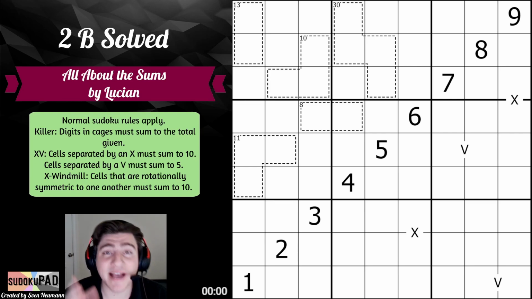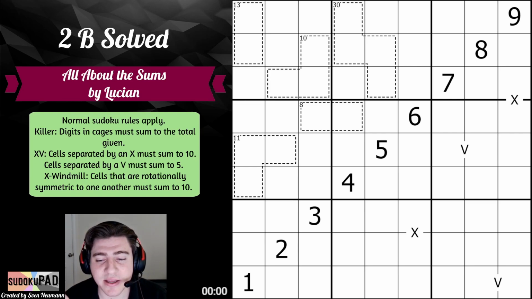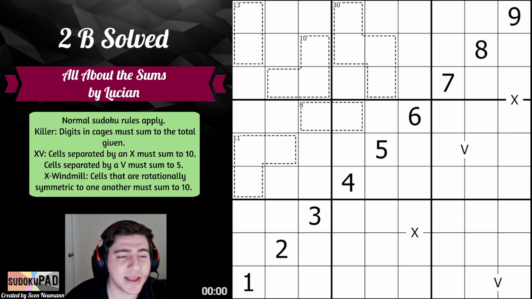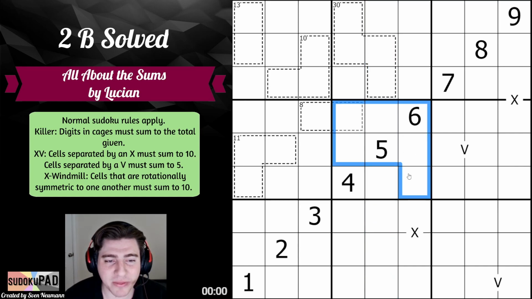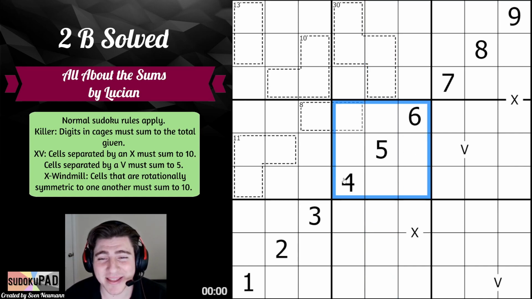So this X-windmill is the variant idea that inspired this whole puzzle in the first place. So we'll go through the first three rules, and then we'll talk a little bit more about the X windmill. So normal Sudoku rules apply is that any complete row, any complete column, and any complete 3x3 box of the Sudoku will contain the digits 1 to 9 once each.